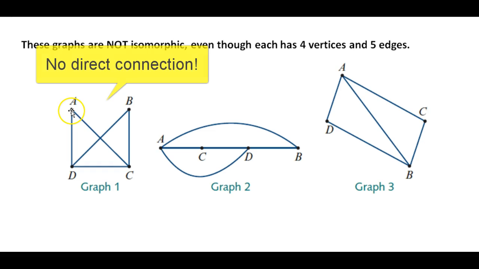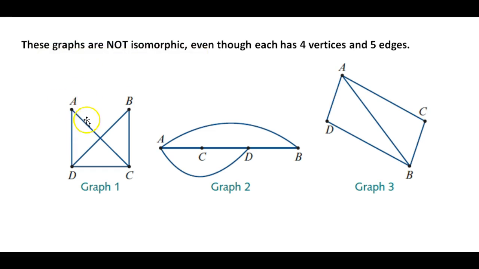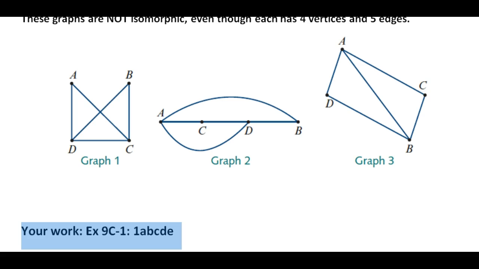Let's have a look at A. A has no connection to B, but notice in the second diagram it does, same in the third one, so that discounts them straight away, but there are other things that are different as well. You can see the degree of A is 2 here, but it's 3 here and 3 here. The degree of B is 2, the degree of B is 2, but over here the degree of B is 3. Can you see some other things that aren't the same?